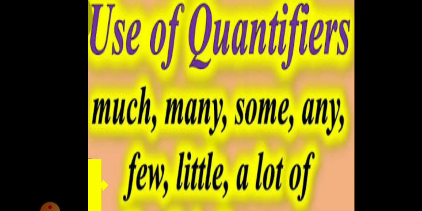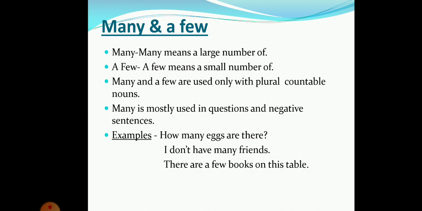Uses of quantifiers. Now we are going to discuss the uses of different quantifiers in English grammar. Many and a few. Many means a large number of. A few means a small number of. Many and a few are used only with plural countable nouns. Countable nouns, children, are those that refer to the things we count, such as boys, flowers, toys, etc. Many is mostly used in questions and negative sentences.